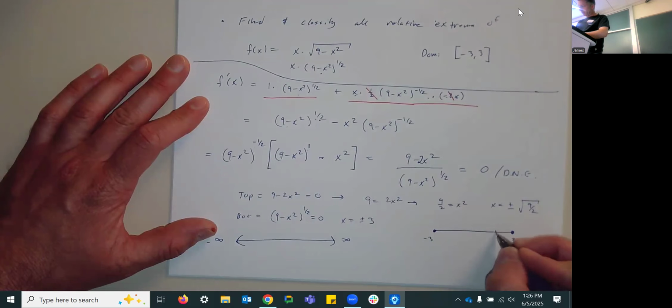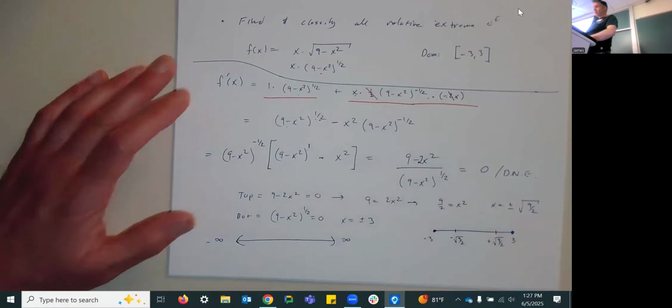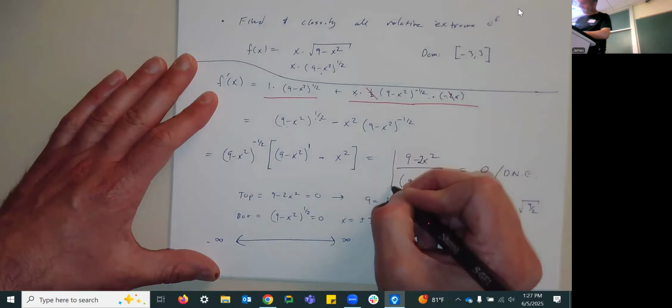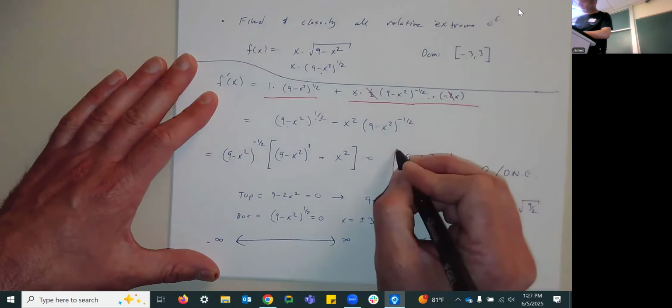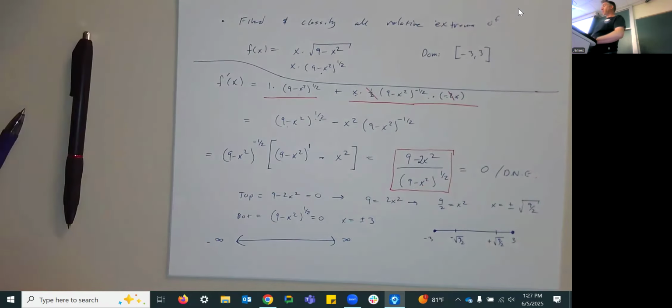And then here's my plus square root of 9 over 2. Here's my minus square root of 9 over 2. This is also why it's super important to have your derivative fully factored. Which I guess I don't technically have fully factored, but I'm going to live with it anyway, because we have to test each of these 3 intervals to see if the whole thing is positive or negative. Ugh. Okay. There aren't really great numbers to pick here, which is too bad.